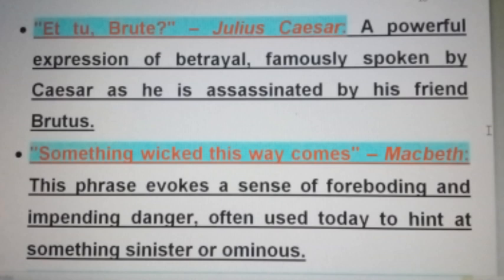The next line, et tu, Brutus, from Julius Caesar, a powerful expression of betrayal famously spoken by Caesar as he is assassinated by his friend Brutus. Something wicked this way comes, a line from Macbeth. This phrase evokes a sense of foreboding and impending danger, often used today to hint at something sinister or ominous.